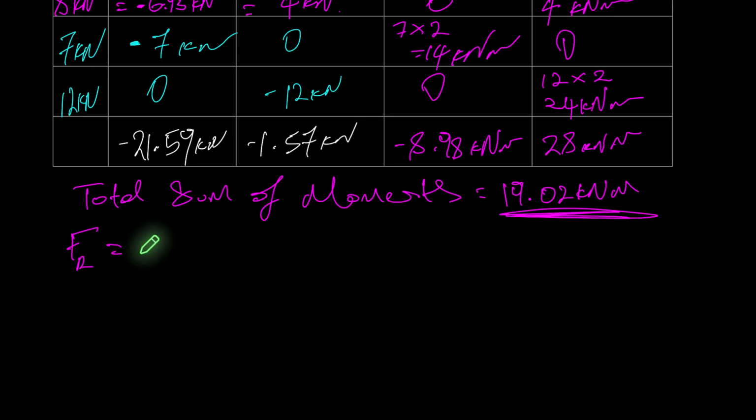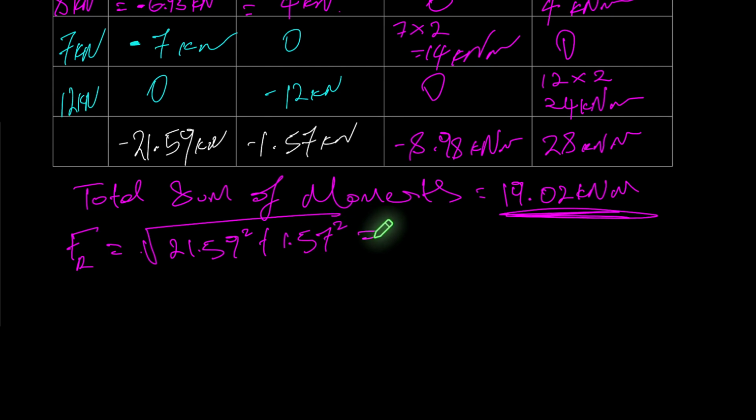So what we do for that is just the square root of 21.59 squared plus 1.57 squared. And in this case, it doesn't really matter if you use a negative or not, because you'll get the same answer. So what this gives us for the resultant force is 21.65. And this will be kilonewtons. So that's representing the resultant force there.